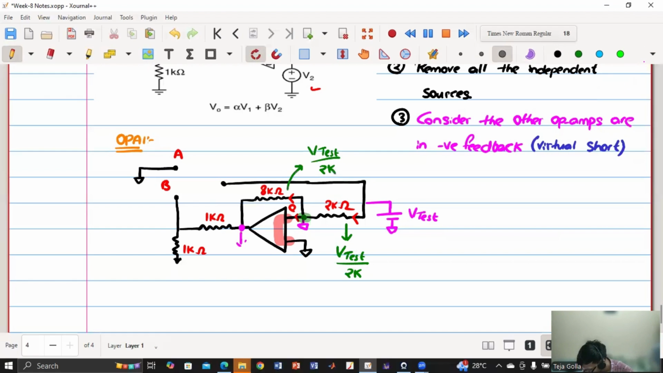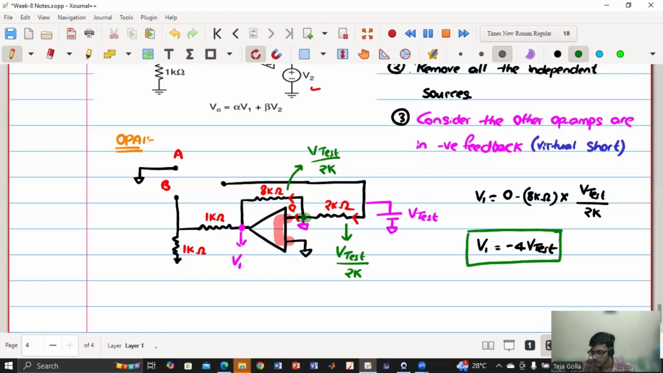So now let this voltage be some V1. So now what will be the voltage V1? V1 is nothing but 0 minus 8 kilo ohm into V test by 2 kilo ohm. Agree? Or do you have any queries? Yes, sir. Okay. So if you have any queries, please stop me. So now V1 is what? V1 is minus 4 times V test.